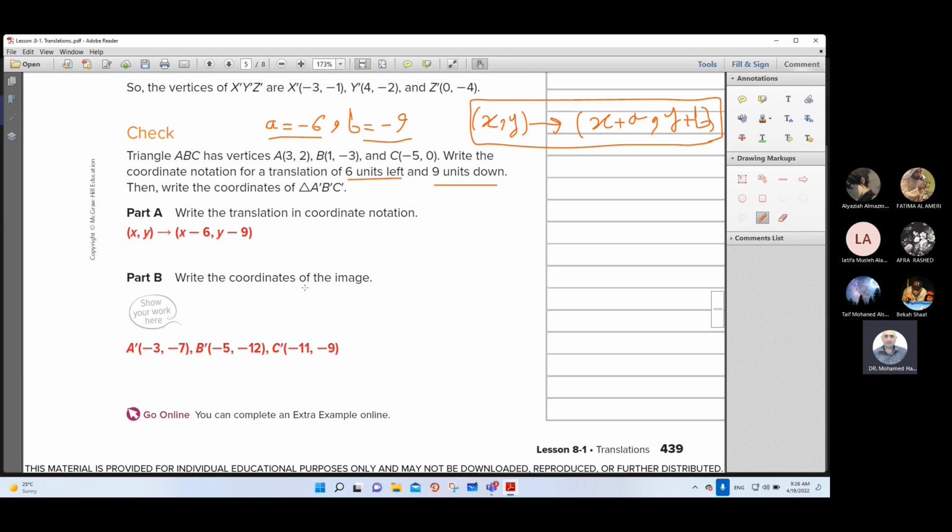Then write the coordinates of the image. You have 3 pre-images here. The first one, A (3, 2). This is the pre-image. The translation will be A prime. Use this rule: x minus 6. This is x. So 3 minus 6. And 2 minus 9.